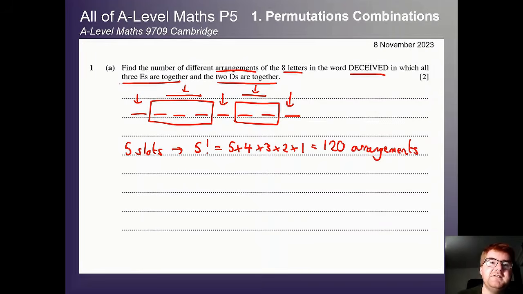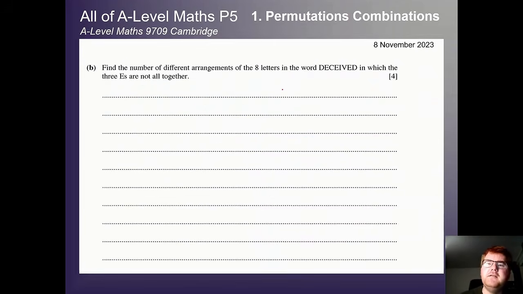The key thing here in this question is that the 3 E's are together and the 2 D's are together as well. We're going to see a question a bit later on where it's not so straightforward. On to question B, which takes a bit more understanding here. Find the number of different arrangements of the 8 letters in the same word, deceived, in which the 3 E's are not all together. Okay.